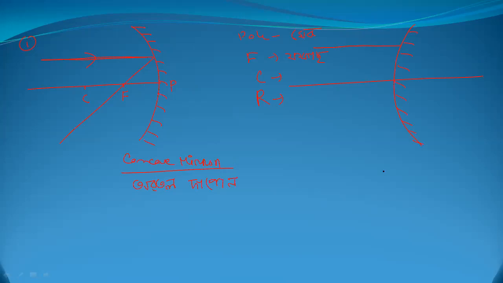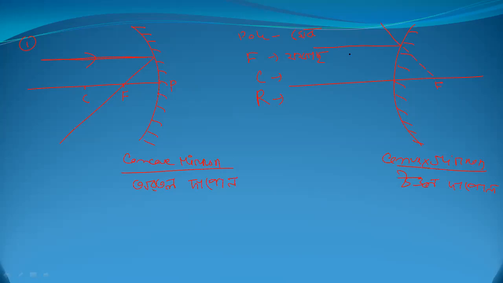But in case of your convex mirror, it appears to pass through the focus. That means if we extend this line, it will pass through the focus. This is an imaginary line that we imagine.